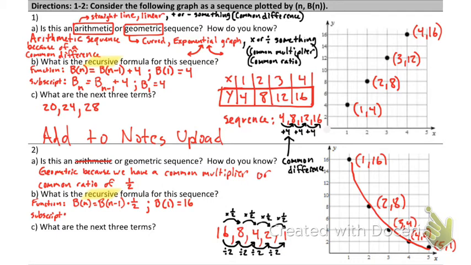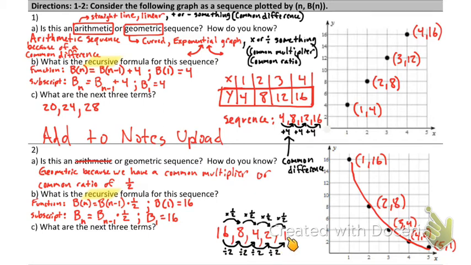Okay, subscript notation, same idea, but we're using subscripts. So b subscript n equals b subscript n minus 1 times 1/2. And then since it's recursive, we have to let everybody know which one was our first number in our sequence. And our first number in this case was 16. Okay?